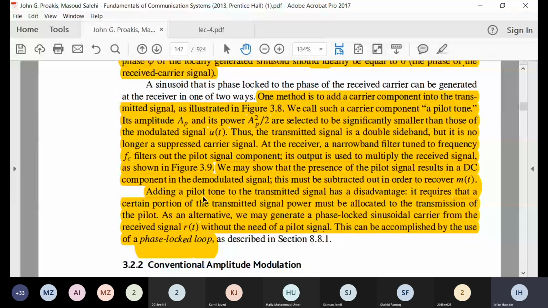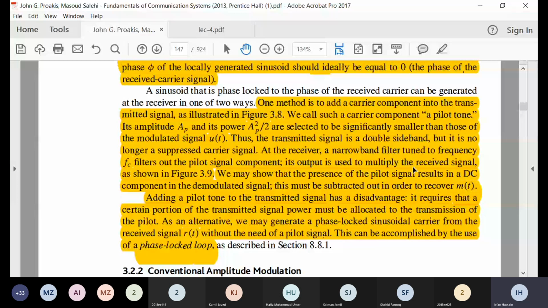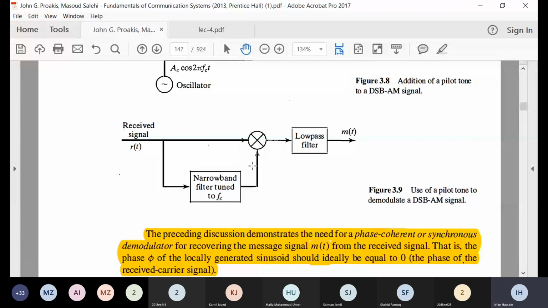So you could see here, this is also a point. Here you have the received signal synchronized and you multiply it and pass it through the low pass filter. In the low pass filter you have M of t, but you will also have the DC signal. Because remember, now this signal once multiplied will pass to the low pass filter.